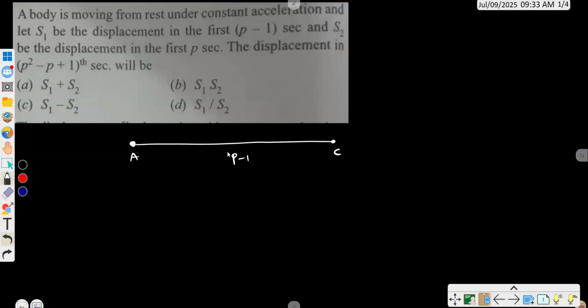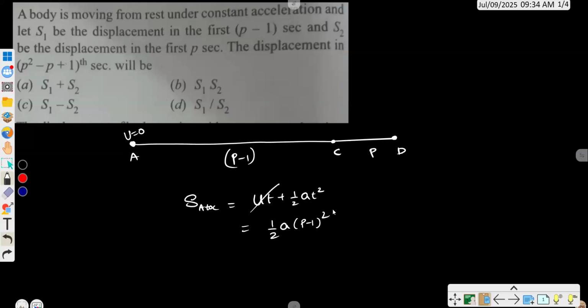Let us assume it has traveled from A to C in P minus 1 second and C to D in T seconds. The body is starting here, so initial velocity is 0. The displacement traveling from A to C is equal to ut plus half at square. Initial velocity is 0, so this goes away. Time is P minus 1, so half into A into P minus 1 whole square. This is our S1.